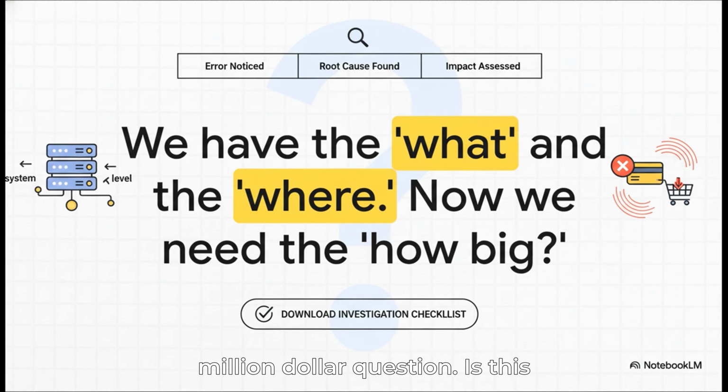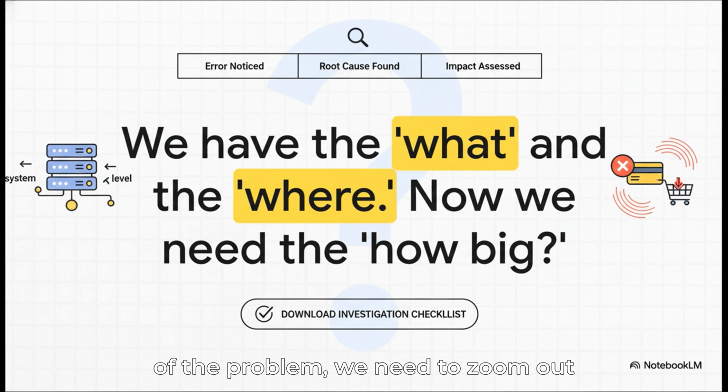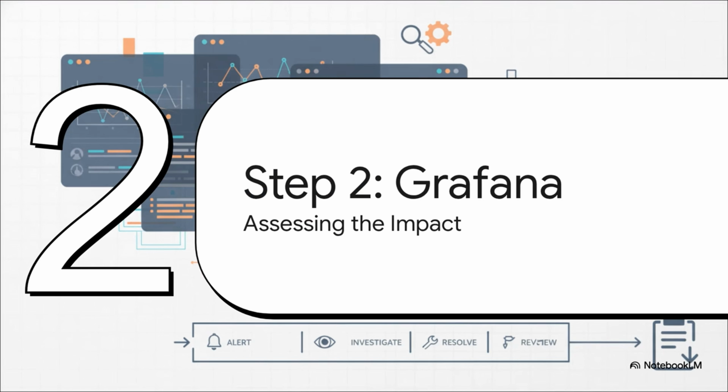But here's the million-dollar question. Is this affecting one unlucky user, or is it hitting everyone? To figure that out, to really understand the scale of the problem, we need to zoom out from the code level to the system level. And that's our cue to head over to Grafana, our single pane of glass for all of our system metrics.